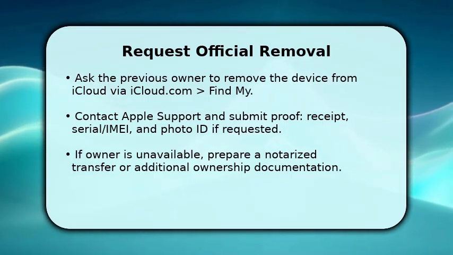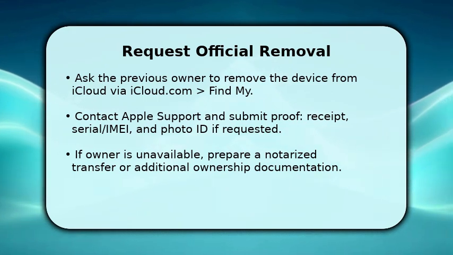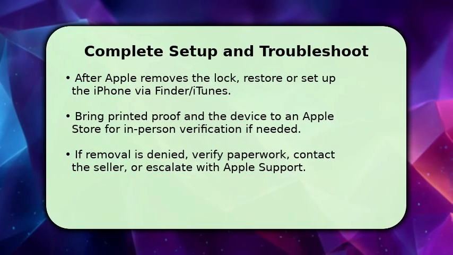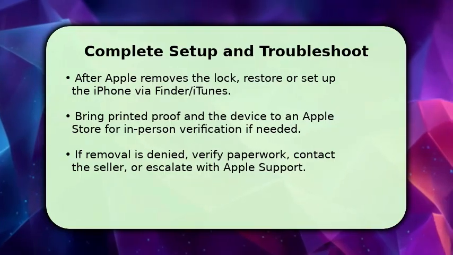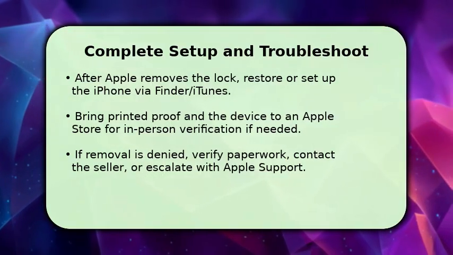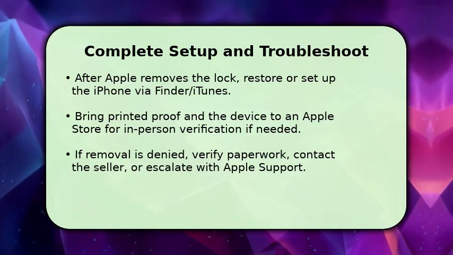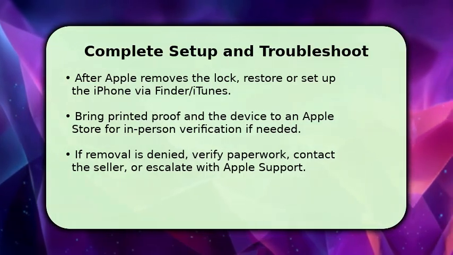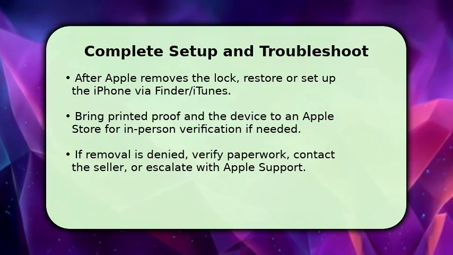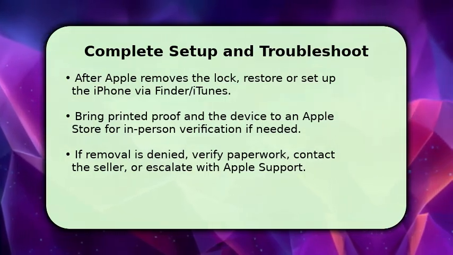This process protects both buyer and seller and explains why. Once Apple confirms removal, disconnect and restore the iPhone using Finder or iTunes to complete setup. You'll sign in with your own Apple ID. If paperwork or remote removal fails, make an appointment at an Apple store and bring original receipt plus photo ID. Technicians can verify ownership in person.